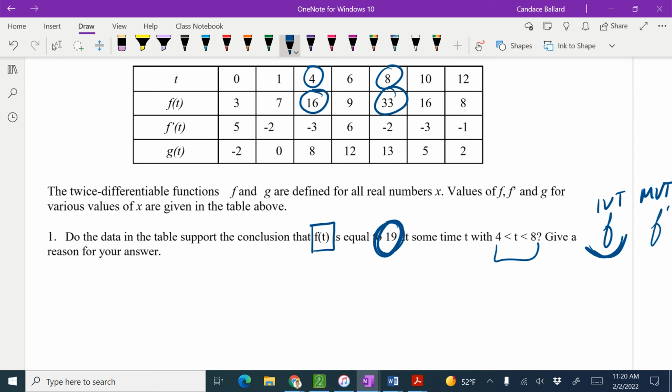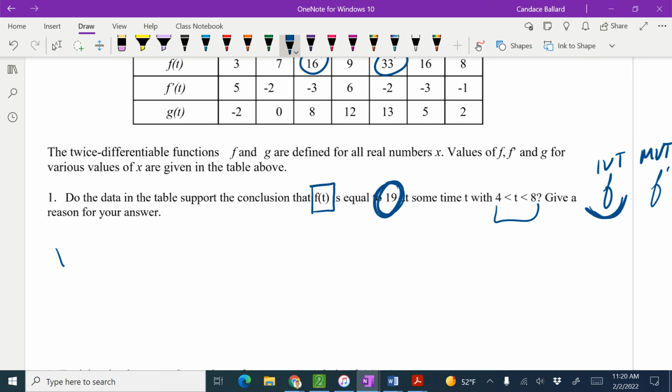Okay. All right. So what is the answer to these always? Do the data support the conclusion? What's the first thing? Yes, it's always yes. Okay. Never going to give you one that's no. College Board isn't going to, because they want to see you apply the theorem. If we said no, you would never apply the theorem, and that's not the point.